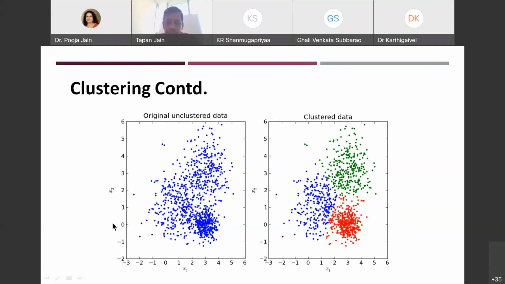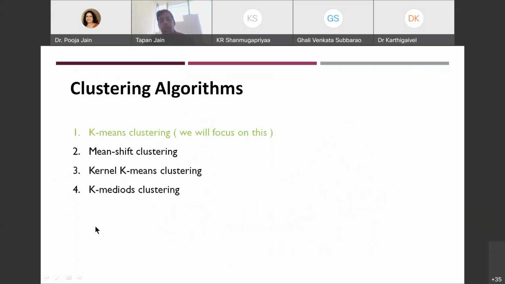So now we'll look at the steps to perform. Basically, there are a lot of clustering algorithms available. But in this session, we will focus only on K-means clustering because it's a very, very popular clustering mechanism. There are a lot of variants available, but it is still the preferred choice for clustering. Others are mean shift clustering, kernel K-means clustering, K-medoid clustering, right? But we will focus on K-means clustering.